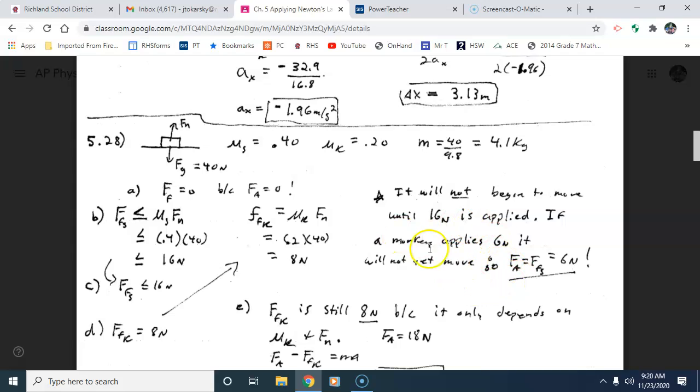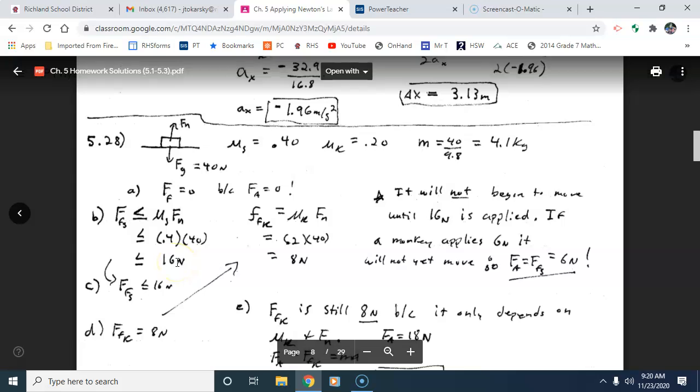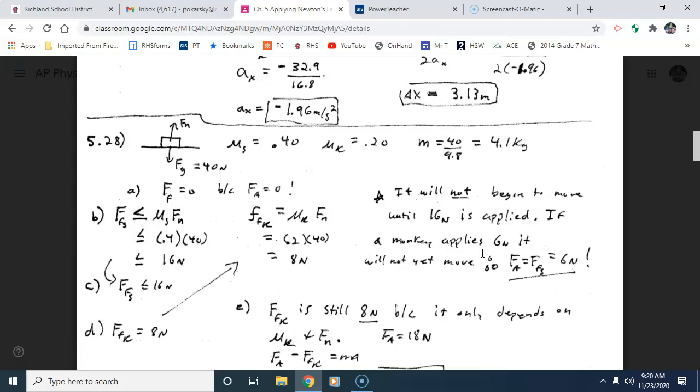So therefore, if a monkey only applies 6 newtons to it and it was at rest to begin with, then it'll push back with how much? 6 newtons to balance it out, right? It can't push back with more. And the monkey's not pushing enough to reach that max, right? So that's how we figure out that part. That makes sense? Okay, so we move on.